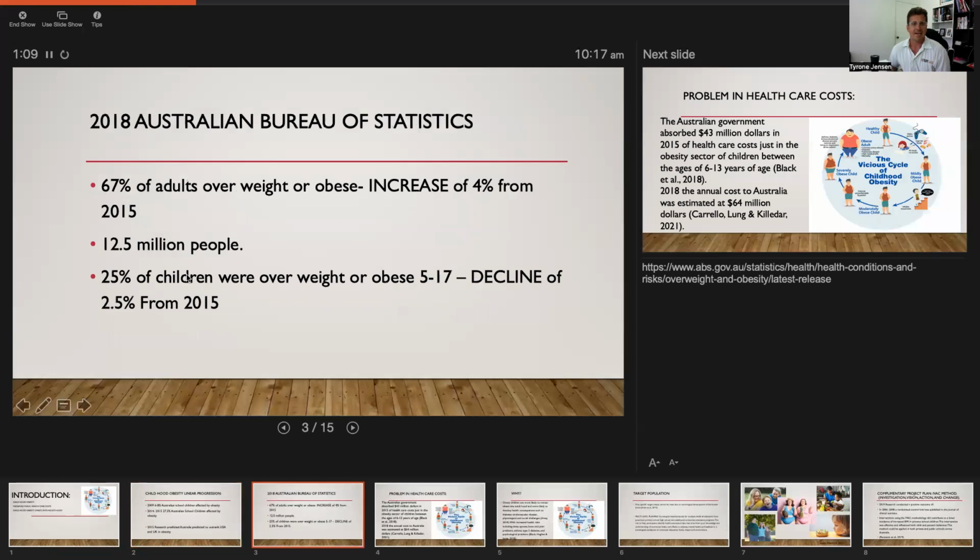Now, in 2018, the Australian Bureau of Statistics reported that 67% of adults were overweight or obese, and that was an increase of 4% from 2015, which equates to about 12.5 million people. 25% of Australian children between the ages of 5 and 17 were overweight or obese. That actually was a decline of 2.5% from 2015.